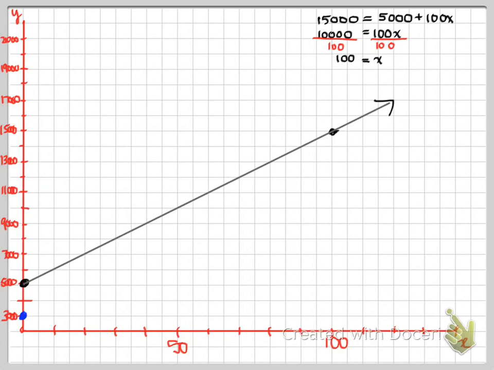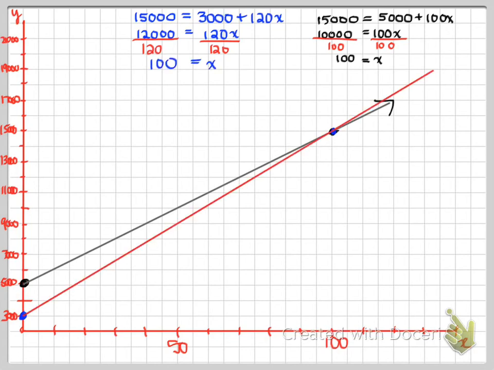Let's try the other equation. So $15,000 is equal to 3,000 plus 120x. Well, we subtract the 3,000, we get 12,000 is equal to 120x. Divided by 120 gives us 100. Luckily for us, at 100 guests, folks, we can see that they both reach $15,000. If your budget was higher, you can invite more guests. If your budget is lower, you can invite a certain number of guests.